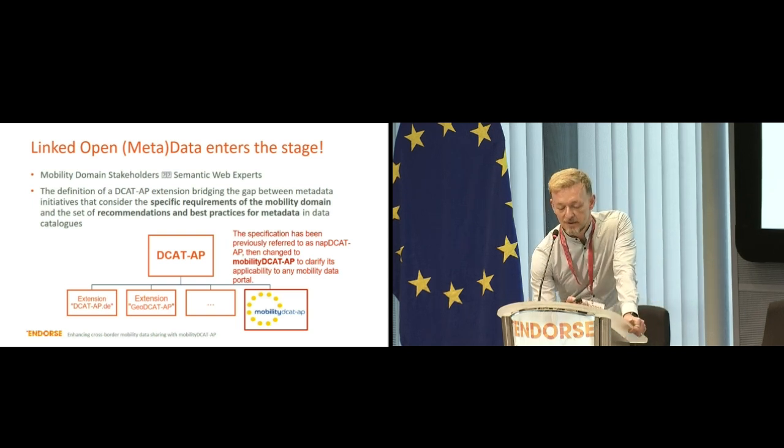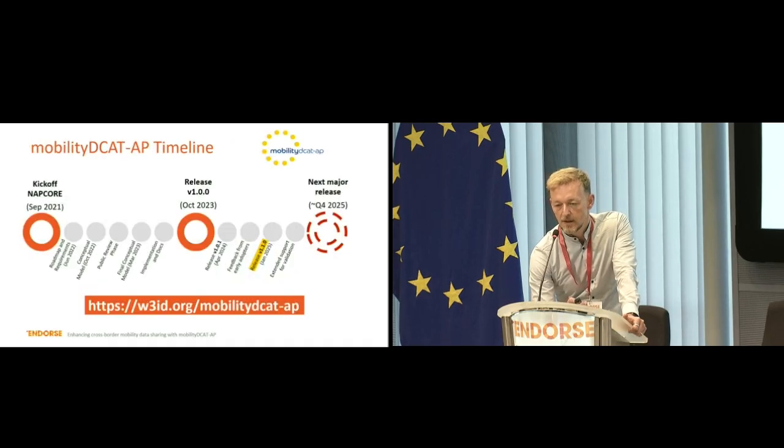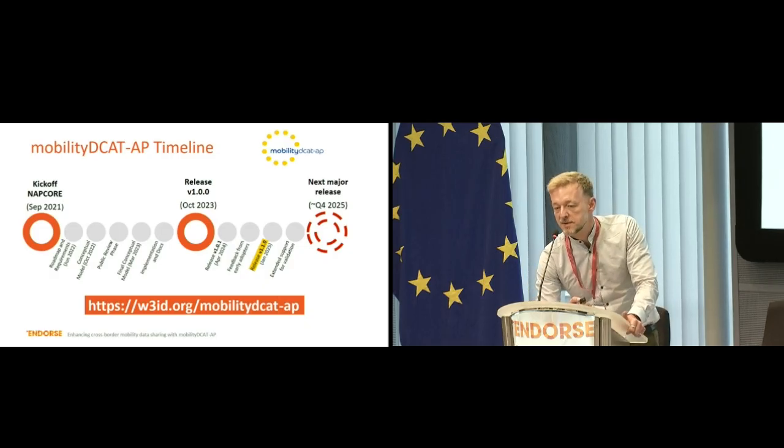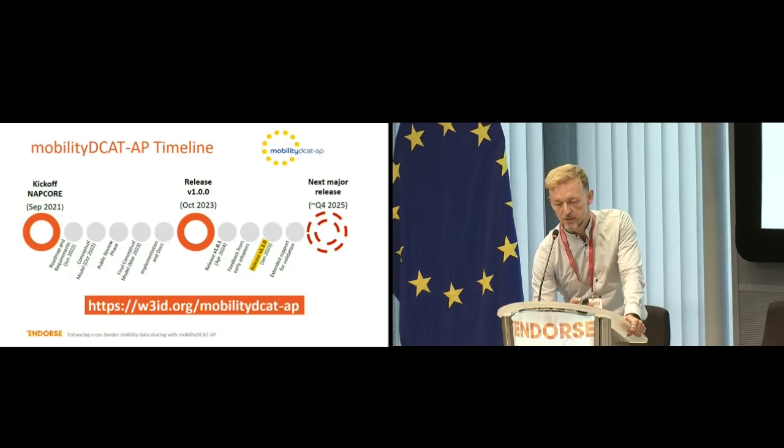So mobilityDCAT-AP is the new acronym and the new logo that we are using, and it's meant to address the mobility data scene. Because we started from scratch, we had to find a timeline and roadmap. It has been done under the NAPCORE project, an EU-funded project that coordinates the NAPs, the National Access Points, as I told you. And we are now in the release. The public release is version 1.10, but we are reaching out for the next one, which Mario will explain to you in the next part of my presentation.